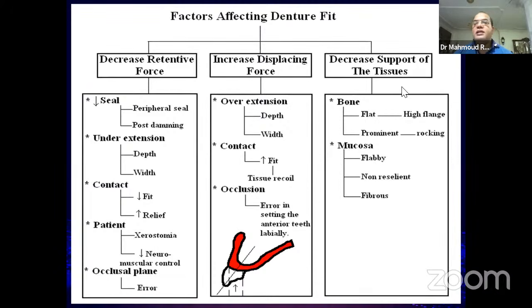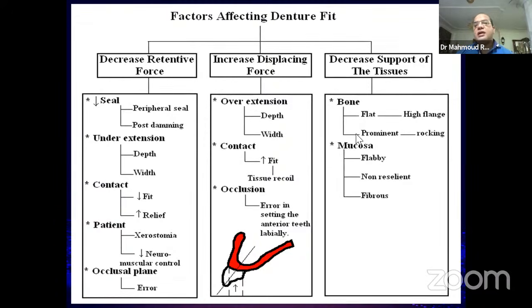Okay, the last one: decreased support of the tissues, and the causes related to it. If we have a flat alveolar ridge and a high flange, they will not coincide. If we have a prominent bony eminence without relief, it may cause rocking, and this will cause denture movement.